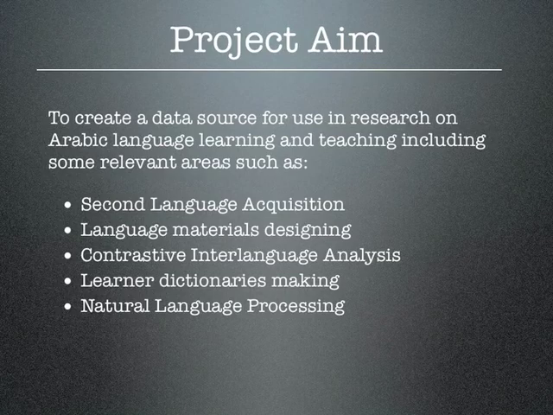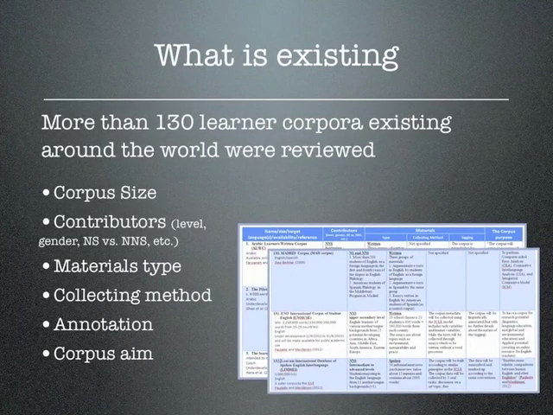So, before creating the corpus, more than 130 learner corpora around the world were reviewed in order to know the best practice in such projects. This review includes obtaining information about a number of elements from each learner corpus: the size, contributors, learner's level, gender, nativeness, etc., materials type, methods of data collection, method of annotation, also the aims of developing these corpora. This helped in shaping the base of the project.